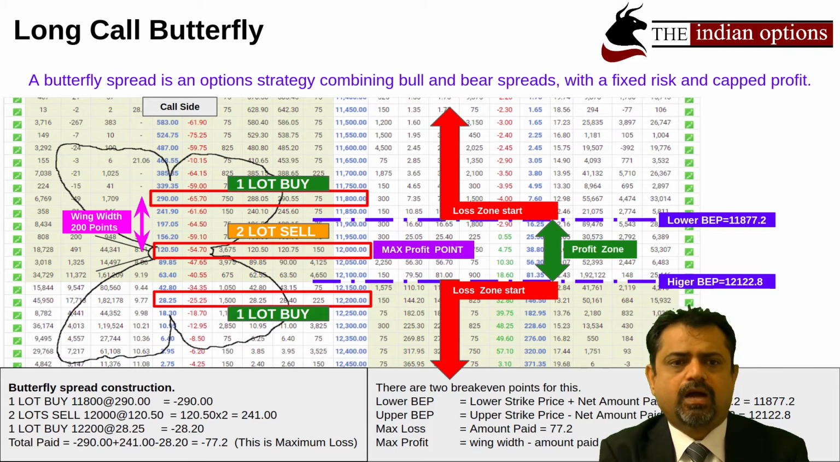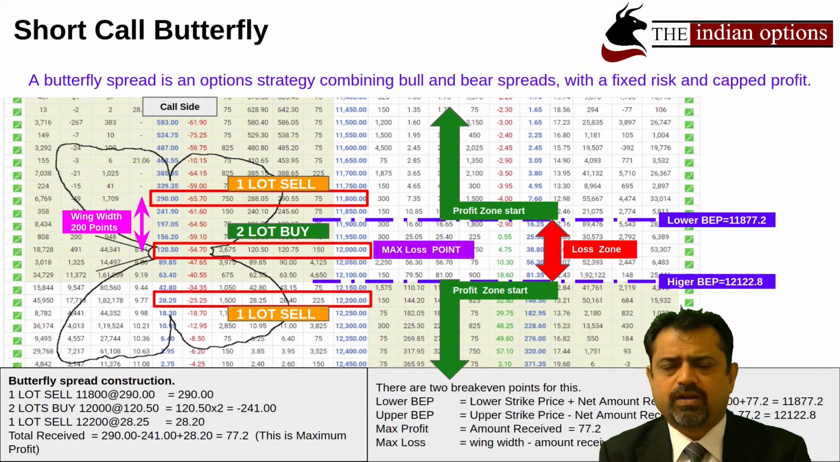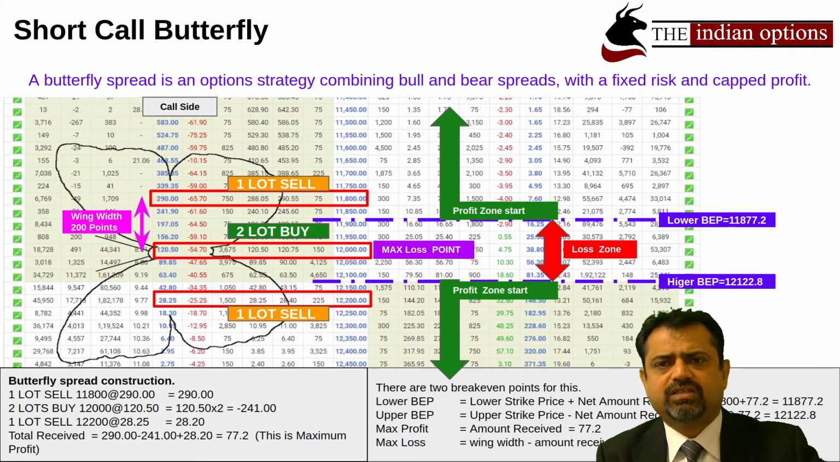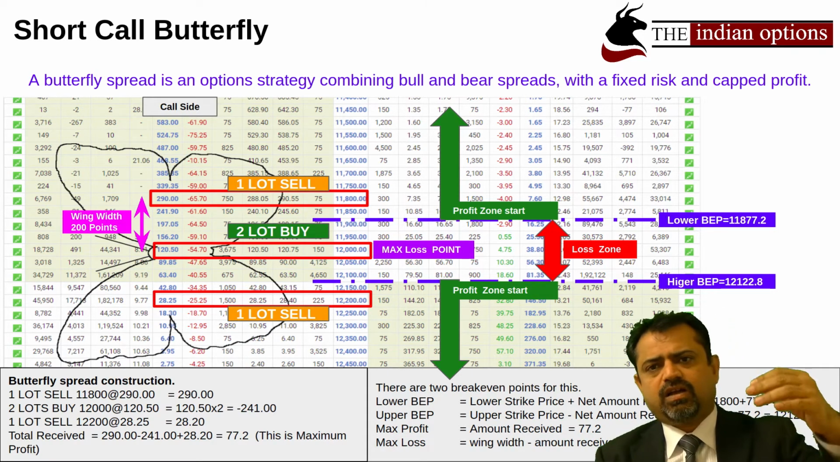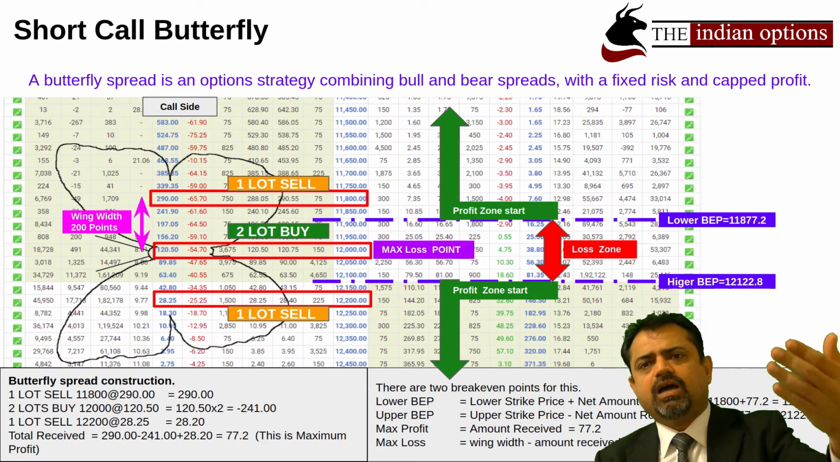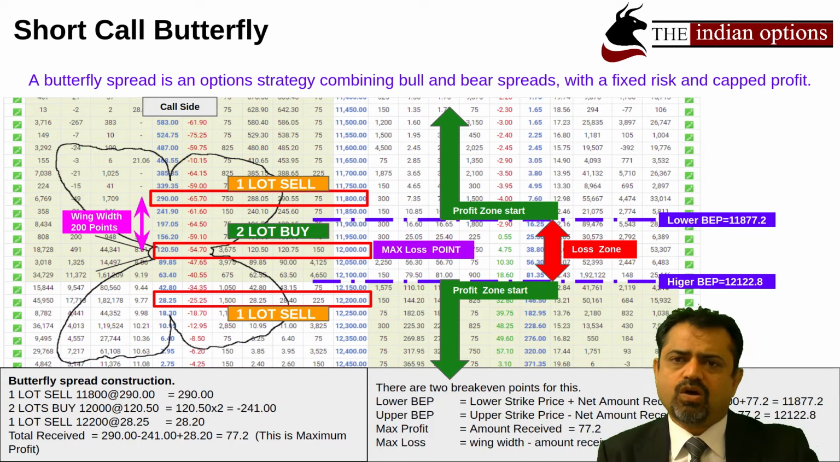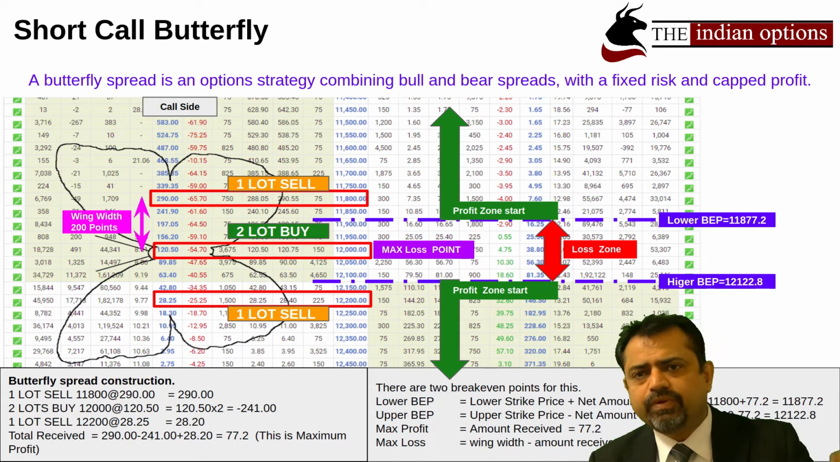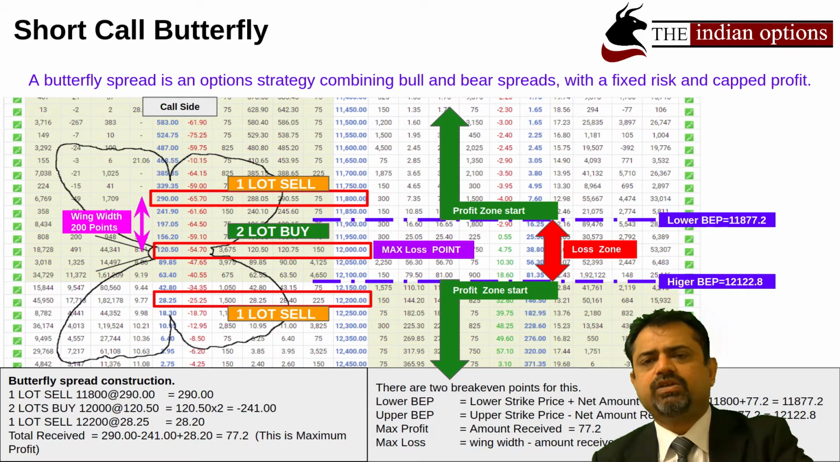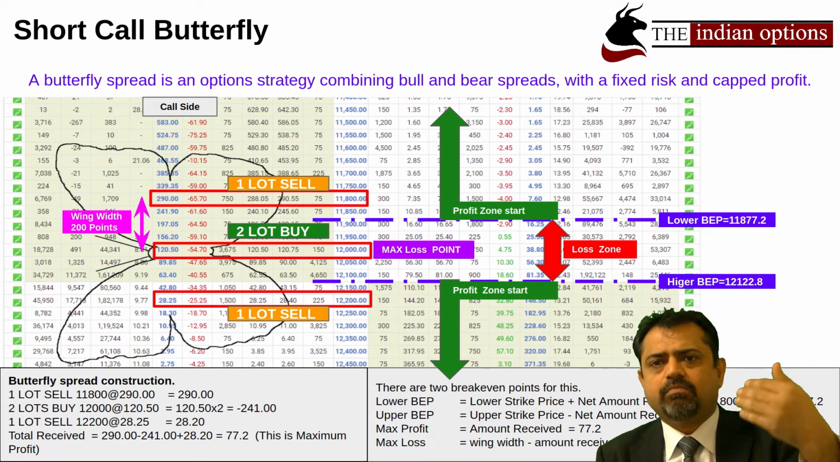Okay. Next slide. Short call butterfly. Now short call butterfly means that you are selling, and call is again on the call side, and butterfly. It's exactly the same as we discussed a minute ago. Now in this, instead, you are selling the wings and you are buying the body. In the long call butterfly, you were buying the wings and selling the body. In this, you are selling the wings and buying the body.